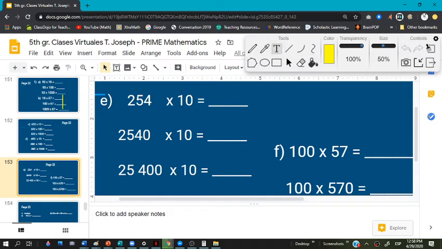Let me use my text tool so you can see that. Okay, we have 25,400 because we have 2 zeros. That's my actual answer. Let me do this one: 2, 5, 4, 0, 0.